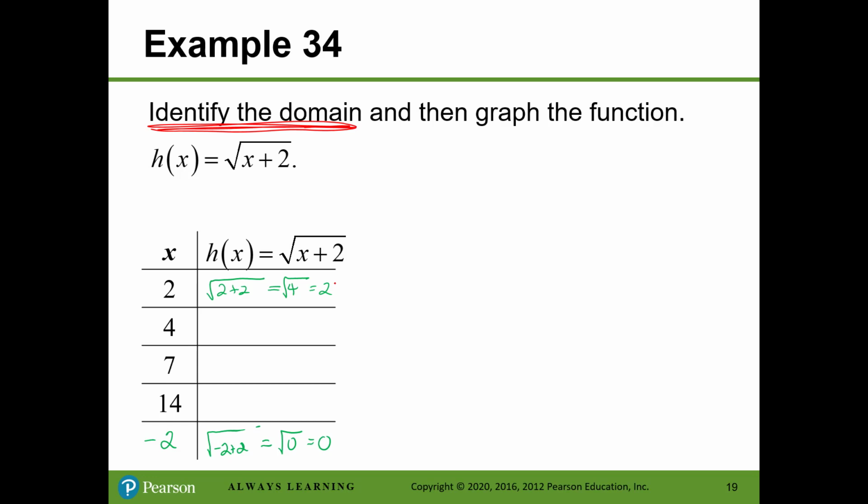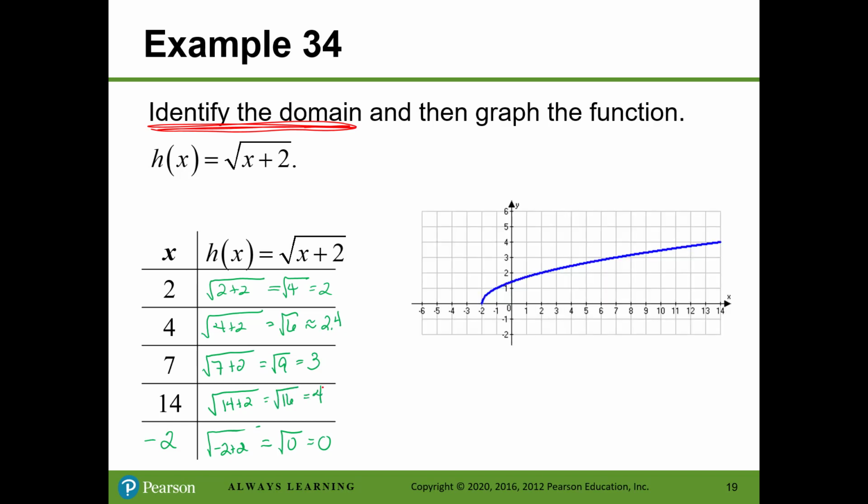And plug in the 4. Square root of 4 plus 2, yep, square root of 6. And I don't know about you, but I need my calculator. The square root of 6 is about 2.4, which I think we figured out before. Okay, let's keep going. Plug in that 7. Gives you the square root of 9. Yes, you know that. It's a 3. And the last number they ask us to plug in is this 14. Square root of 16, which is 4, which explains the way the graph looks.